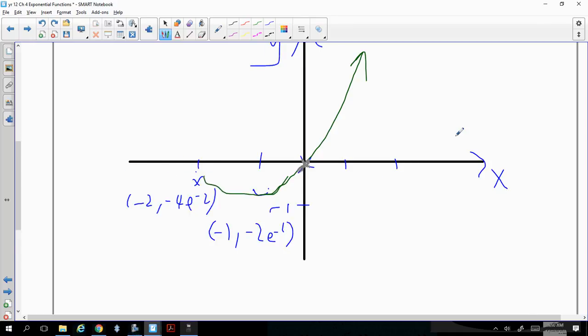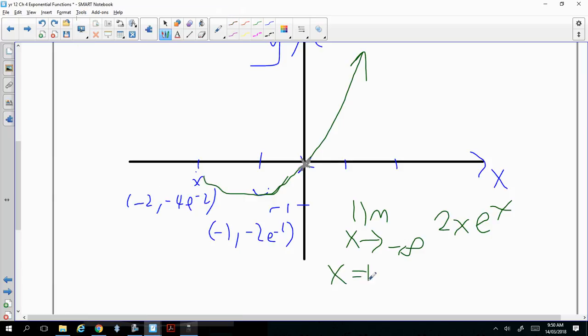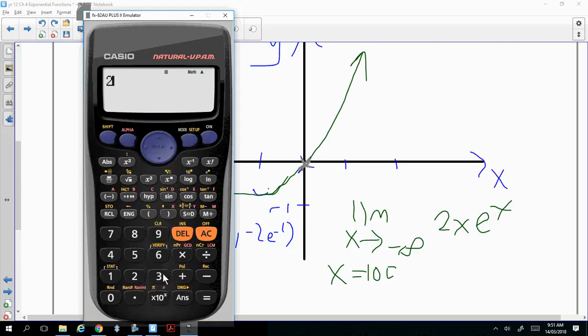With this exponential function, you often get a horizontal asymptote. So let's substitute x equal to -1,000, or maybe if it's too big, just -100. I think 1,000 will be too big. Type -100 times e to the power of -100. Yeah, you get this.